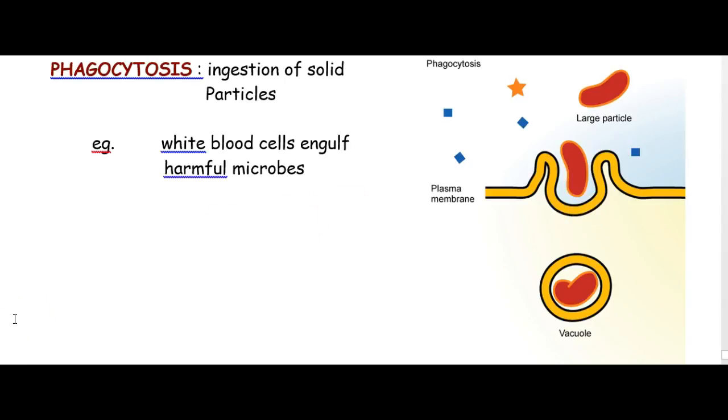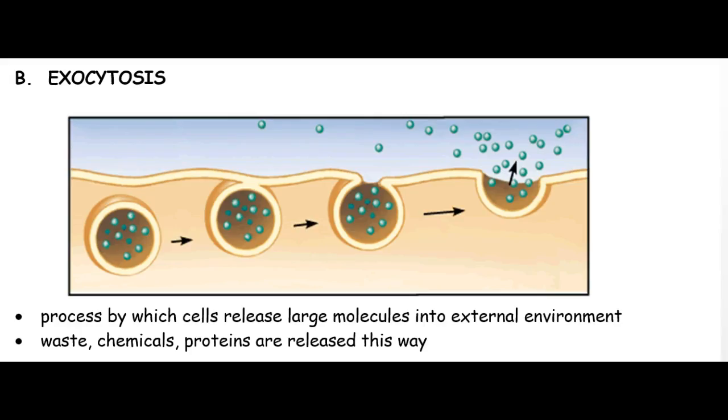And that's essentially what makes it different than pinocytosis. So we've talked about how materials make their way into the cell, but often there are materials that are produced in the cell that become toxic, or they're simply waste materials, and the cell needs to get rid of them. And so the process by which that happens is called exocytosis.